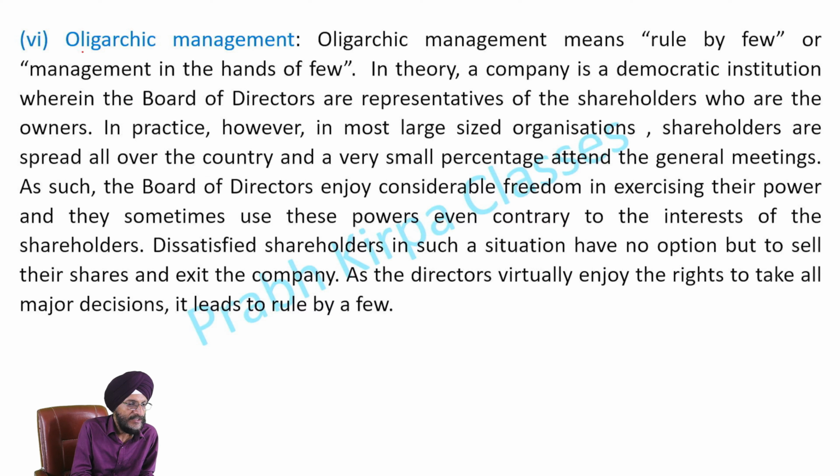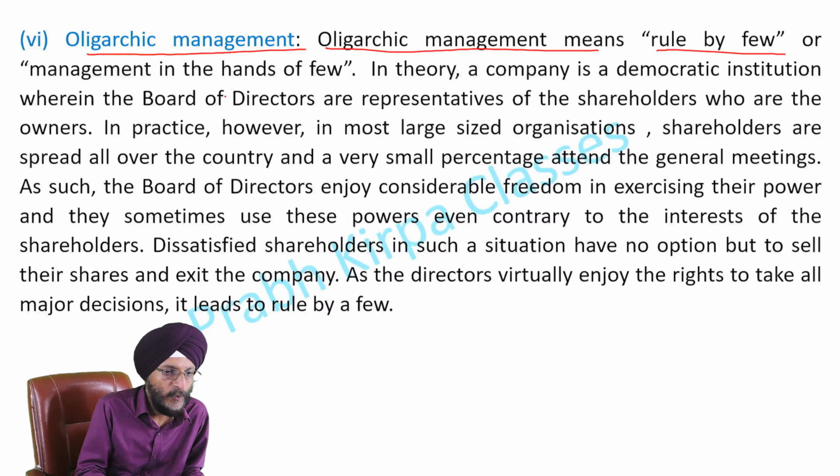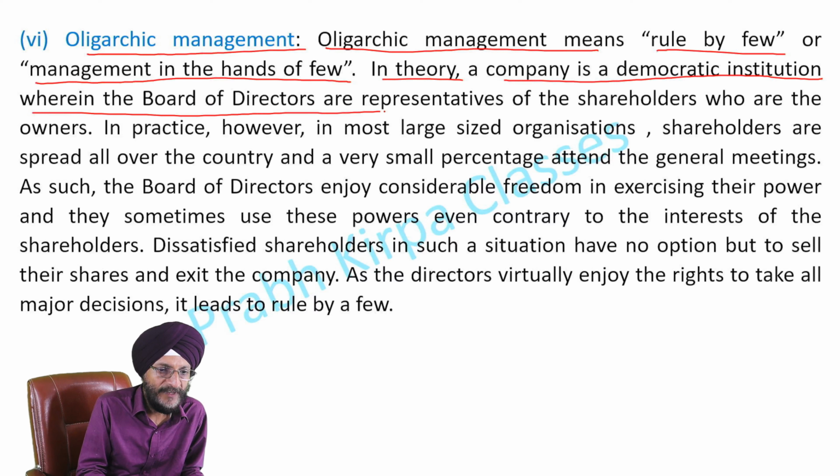Another limitation of joint stock company is oligarchic management. Now, what is the meaning of oligarchic management? It means rule by few or management in the hands of few. In theory, a company is a democratic institution where the board of directors are the representatives of the shareholders and the shareholders are the owners.